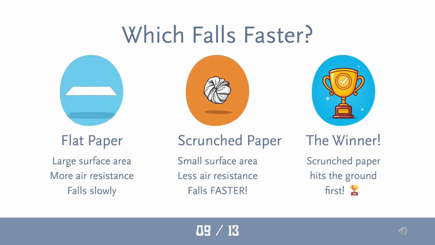Let's do a prediction. Here we have two pieces of paper. One is flat, the other is scrunched into a ball. Which one do you think will hit the ground first? Take a moment to think. The answer is the scrunched paper. Why? Because it has a much smaller surface area. Less air hits it. That means less air resistance, so it falls faster than the flat sheet.